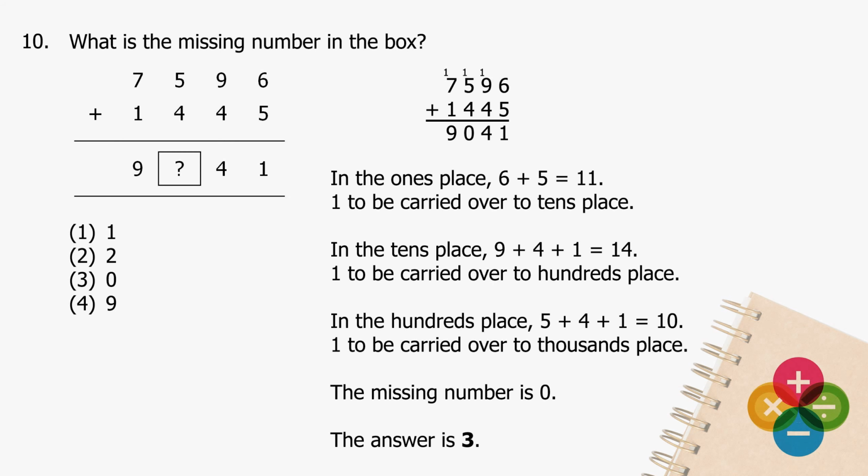In the ones place, add 6 to 5, and the sum is 11. Digit 1 to be carried over to tens place. In the tens place, add 9 to 4, and to 1, and the sum is 14. Digit 1 to be carried over to hundreds place. In the hundreds place, add 5 to 4, and to 1, and the sum is 10. Digit 1 to be carried over to thousands place. The missing number is 0. The answer is 3.